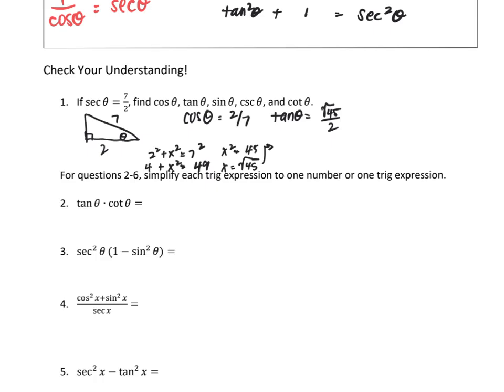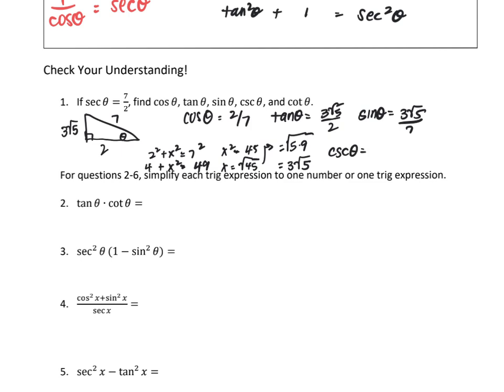I forgot to do that earlier. So 45, you can write that as 5 times 9. And then we know that the square root of 9 is 3. This is going to be 3 root 5. Okay. So let's change this. Let's do sine theta is 3 root 5 over 7.